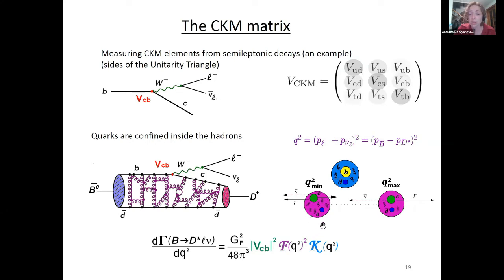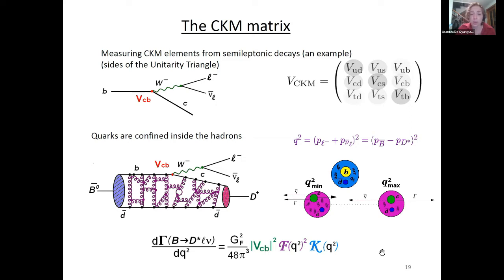So it goes from the minimum q squared, where you have the maximum momentum transfer, or the maximum q squared, where you have the maximum momentum transfer for the lepton and the neutrino. Okay, and then you have the D star meson at rest.